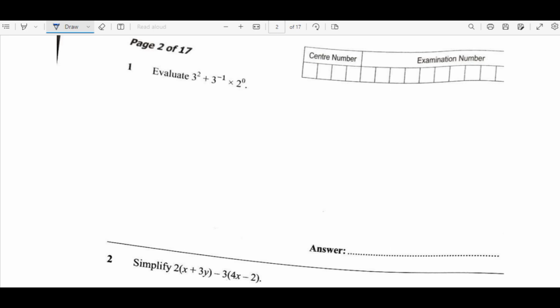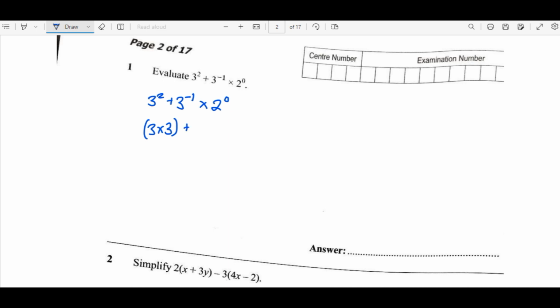3 raised to the power 2 plus 3 raised to the power negative 1 times 2 raised to the power 0. So now the first thing that you have to do is we write 3 raised to the power 2 plus 3 raised to the power negative 1 times 2 raised to the power 0. So the first one is we're going to expand 3 raised to the power 2, which is 3 by 3, so we can put in brackets, and then plus, so we have to kill this negative.